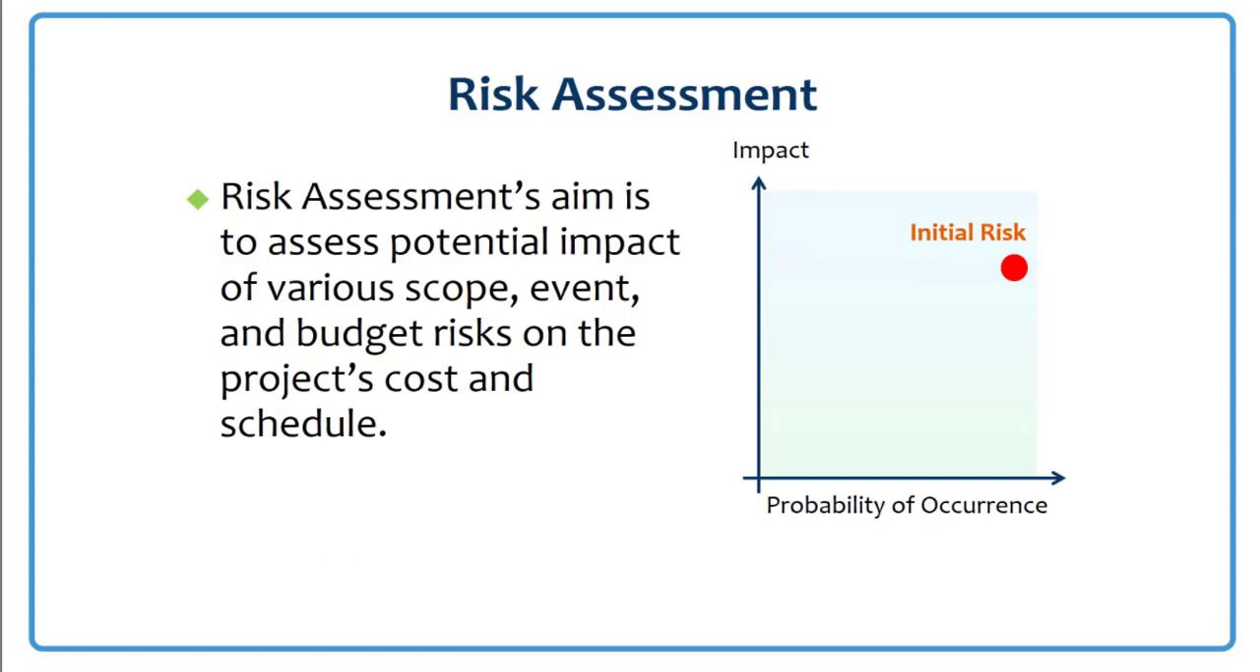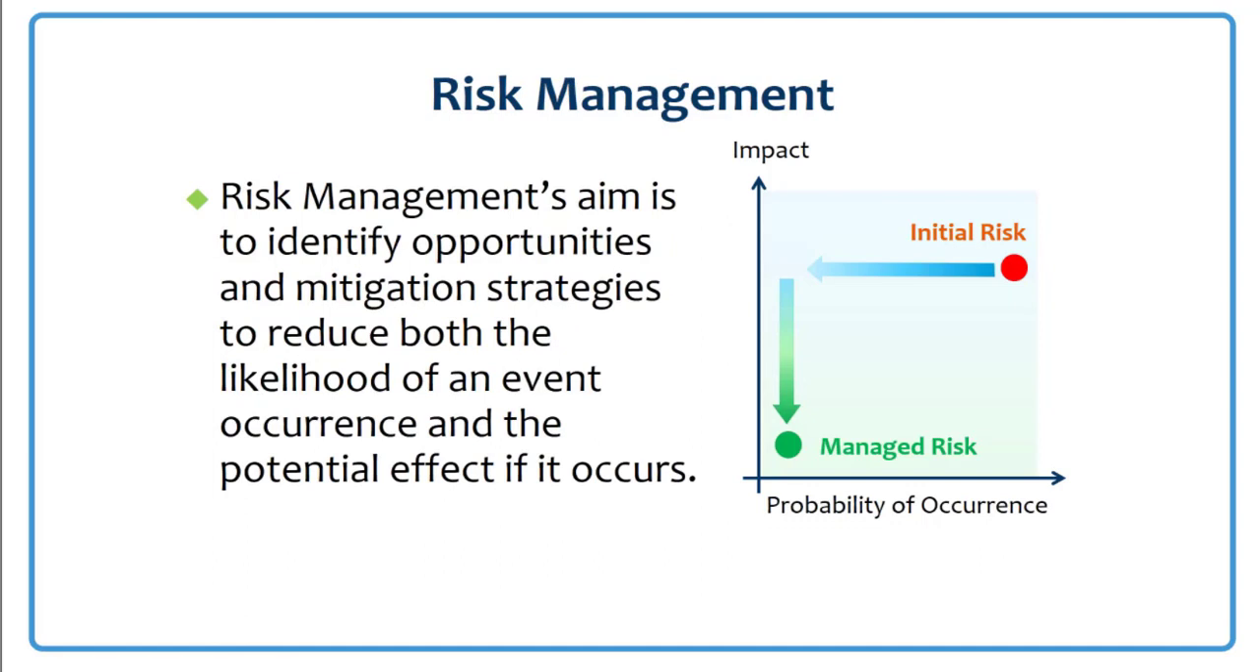During the risk assessment, the goal is to identify the probability of occurrence and the cost and schedule impact of each risk. And these risks relate to the project scope, events, and budget. Risk management's aim is to identify opportunities and mitigation strategies to reduce both the impact to the cost and schedule of a risk and also the probability of occurrence.